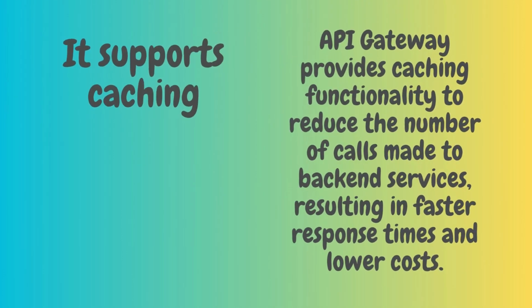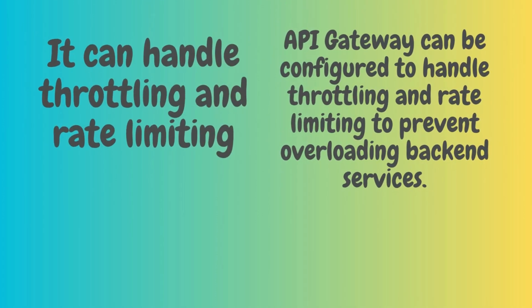It supports caching as well. AWS API Gateway provides caching functionality to reduce the number of calls made to the backend service. As a result, you achieve faster response time and lower cost. It can handle throttling and rate limiting. Do you know what throttling and rate limiting are? Basically, you can limit certain requests on your servers. So it can handle these features as well.